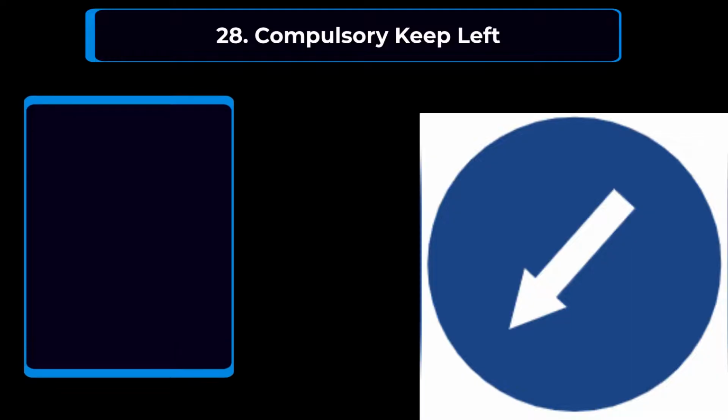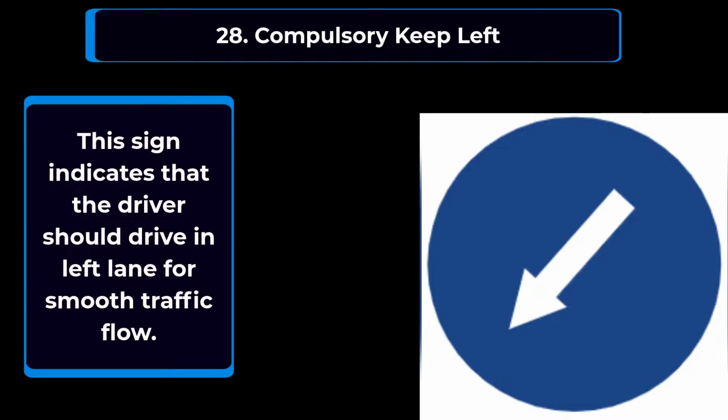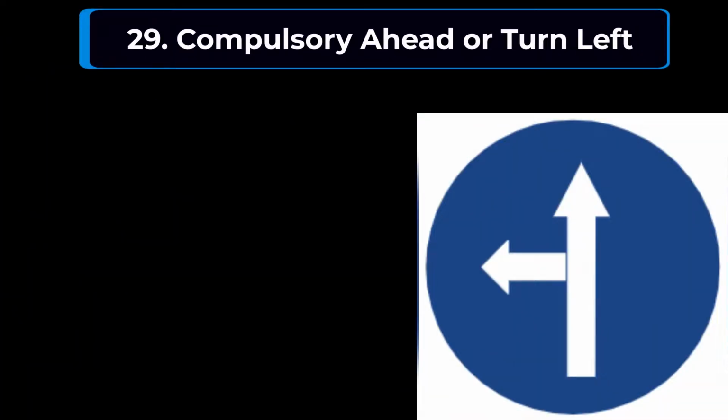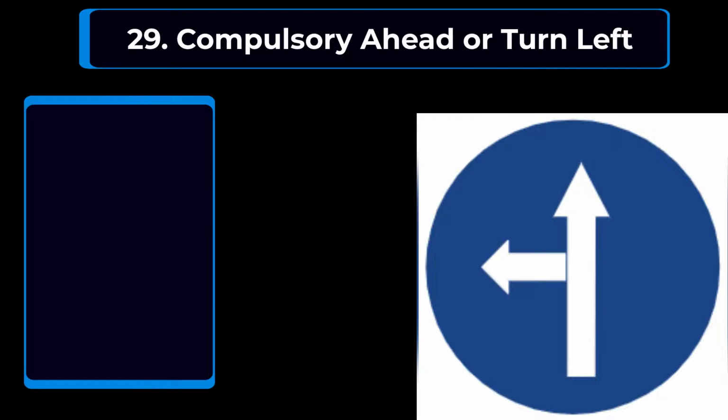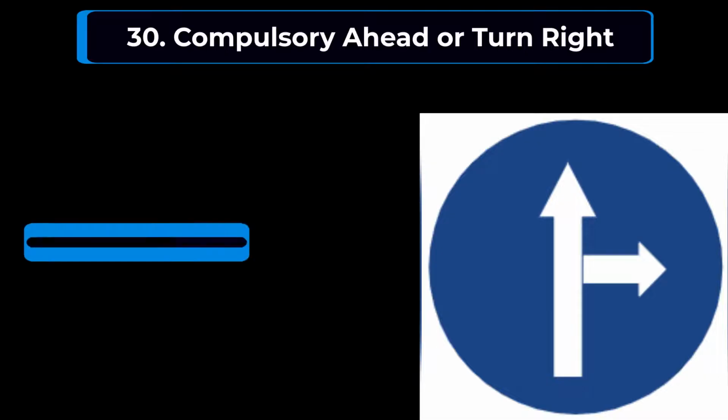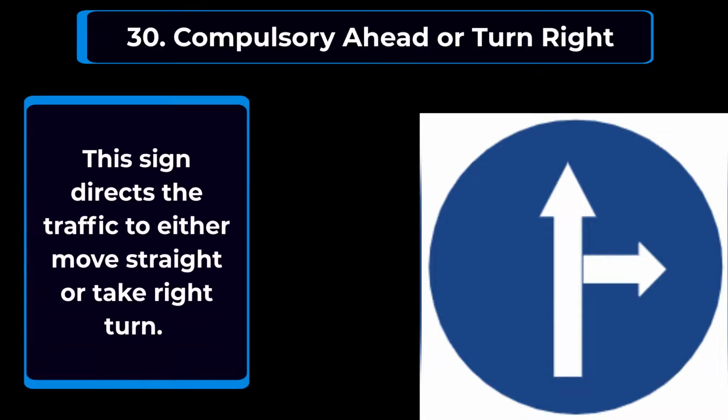28. Compulsory keep left. This sign indicates that the driver should drive in the left lane for smooth traffic flow. 29. Compulsory ahead or turn left. This sign directs the traffic to either move straight or take a left turn. 30. Compulsory ahead or turn right. This sign directs the traffic to either move straight or take a right turn.